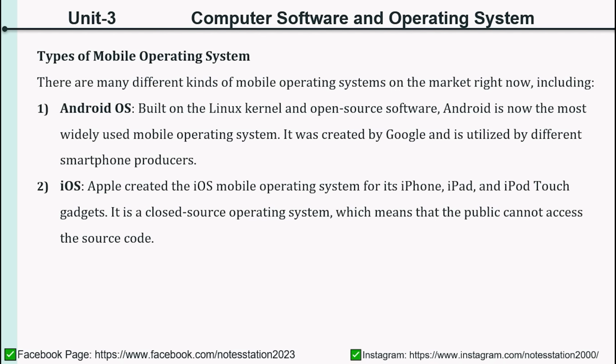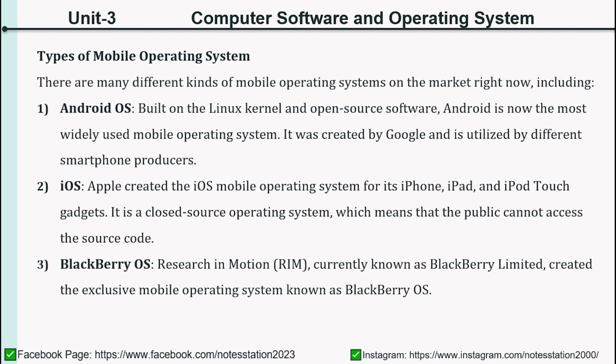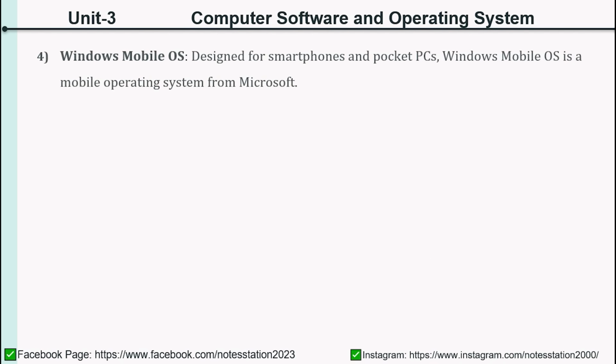iOS. Apple created the iOS mobile operating system for its iPhone, iPad, and iPod Touch gadgets. It is a closed-source operating system, which means that the public cannot access the source code. BlackBerry OS. Research in Motion, RIM, currently known as BlackBerry Limited, created the exclusive mobile operating system known as BlackBerry OS.